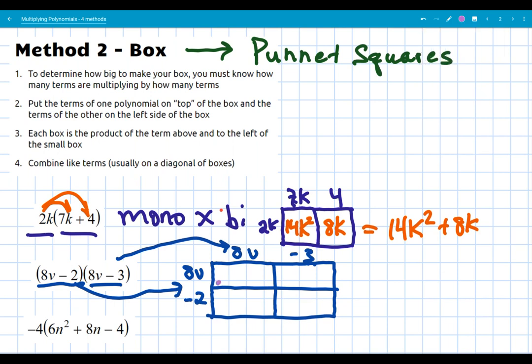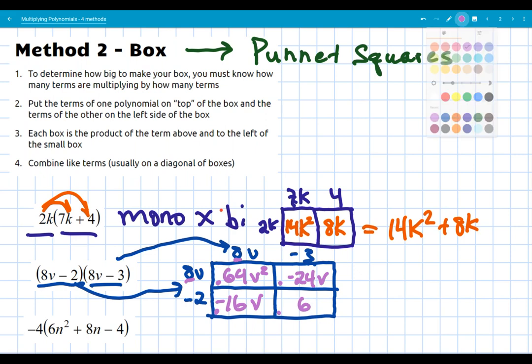This box right here, I've got 8 times 8, that's 64, v times v, v squared. This box here, 8 times negative 2 is negative 16, v. This box, negative 3 times negative 8, negative 24, v. And then this box, last one, is negative 3 times negative 2 is positive 6. I do not put the plus sign. I only put a sign when it's negative. If there's no sign, it's automatically positive.